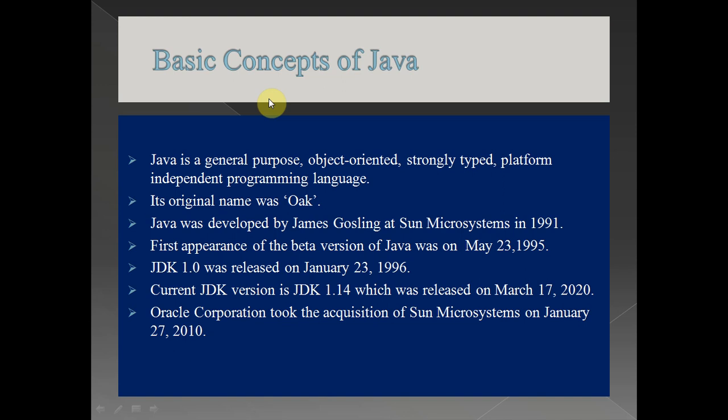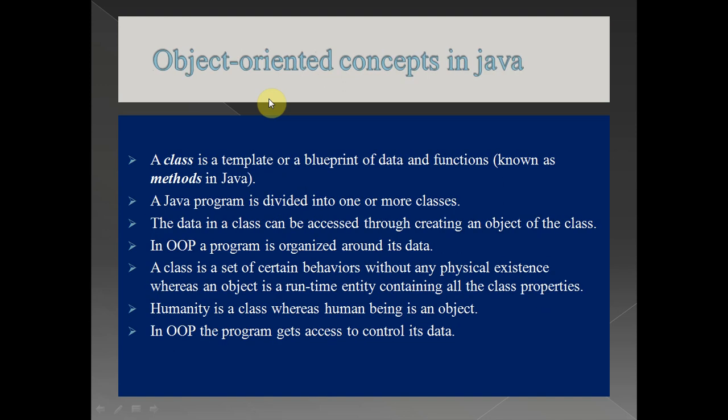Coming to the next point, object-oriented. Java is an object-oriented programming language. Now, what is it? Object-oriented in the sense that a Java program, any Java program, is divided into one or several classes. At least one class should be there. So Java is class and object based.